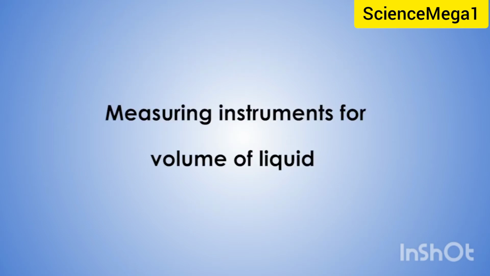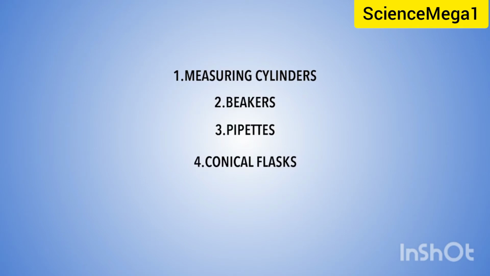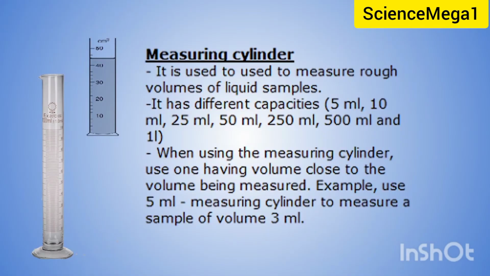Now let's move on to measuring instruments for volume of liquid. The common apparatus used to measure the volume of liquid in the laboratory are measuring cylinders, beakers, pipettes, conical flask, burettes, volumetric flask. The choice of an apparatus depends on the type of experiment being conducted and the degree of accuracy of the results. Now for the first one, we have measuring cylinder.